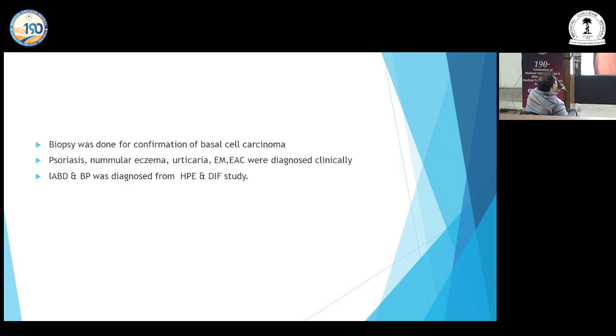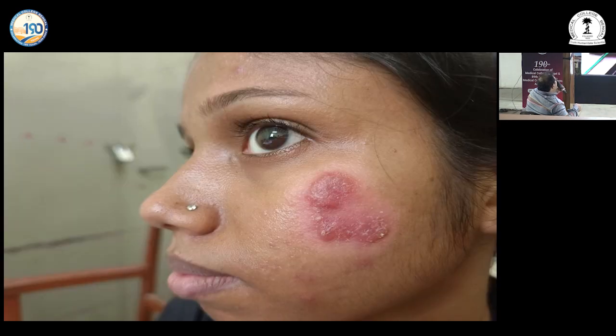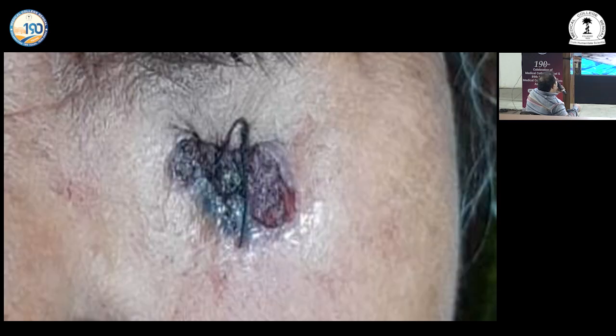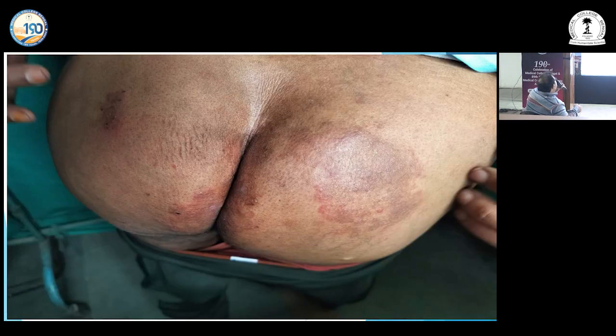These are certain clinical pictures showing the annular lesions that came to our dermatology OPD. These are all our OPD patients.